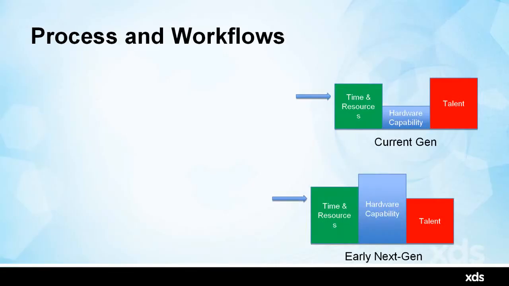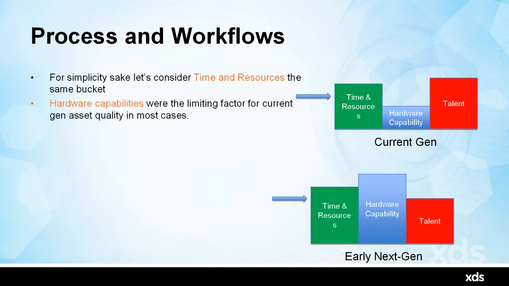As I was doing this, I actually noticed something cool, sort of a trend. For simplicity's sake, let's consider time and resources the same bucket. So you can say for current gen, you're basically limited here by hardware capability. Your talent has figured out the workflows. Your time and resources, your process has gotten better, so you're able to crank out more content now. And also you're externalizing, right? So basically the hardware capability is probably the limiting factor for asset quality on an Xbox 360 or a PS3.